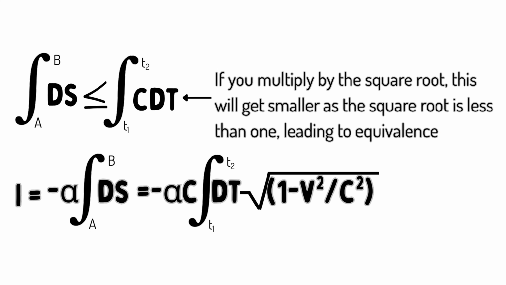Now if you think about it logically, multiplying c dt by a number less than 1 would make it smaller, and therefore would equate it to the integral from A to B of ds. This means that we can conclude that the integral of ds is less than or equal to the integral from t1 to t2 of c dt. Now since it's a less than or equal to sign, we know that the integral of ds has a maximum value, but has no real minimum value.